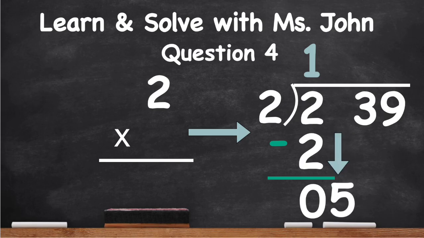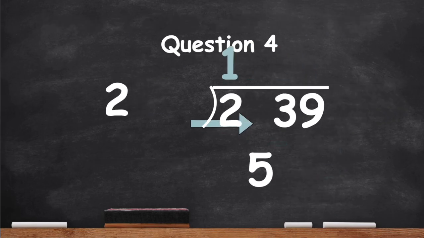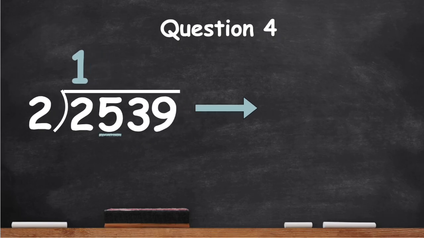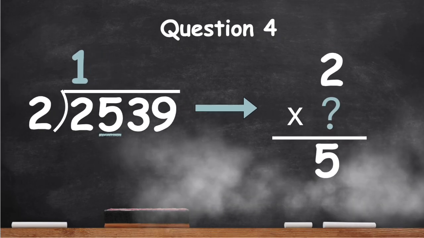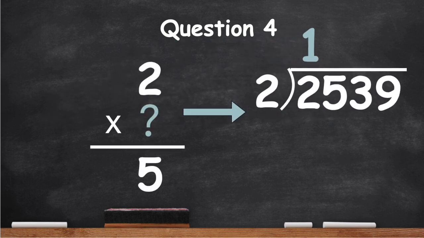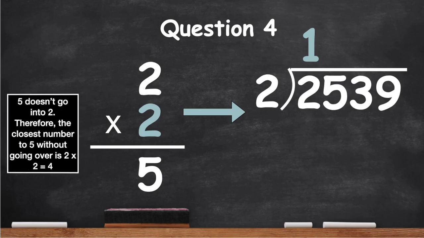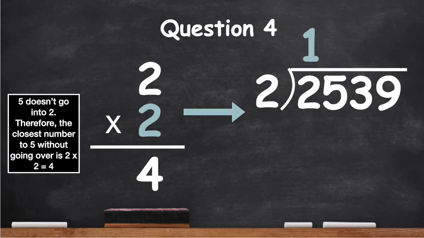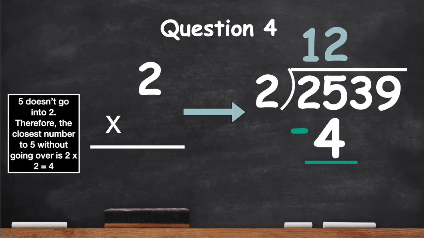So the next thing that we're going to divide is 5 divided by 2. So again, we're going to divide 5 divided by 2. 2 times what gives us 5? 2. 2 doesn't go into 5 evenly, therefore the closest number without going over is 2 times 2, which equals 4. So we're going to move that 2 on top of the 5, and then we've got to subtract the 5 by the answer. So in this case, 2 times 2 equals 4. So we're going to move that 4 underneath the 5. We're going to do 5 minus 4, which equals 1.